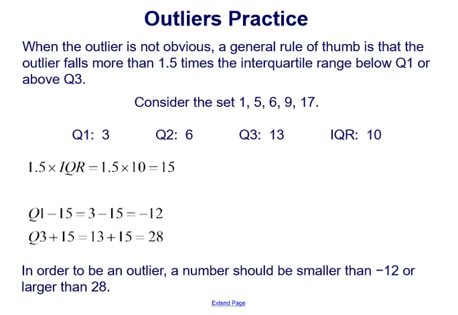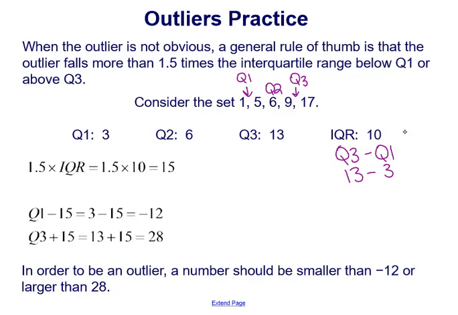So let's actually take a look at an example. So we have this set: 1, 5, 6, 9, and 17. So quartile 1 would be 3. Quartile 2 is 6, the median. Quartile 1 is the median of your lower half. Quartile 3 is 13, the median of your upper half. And the interquartile range is the difference between Q3 and Q1. So 13 minus 3, that's where we're getting 10.